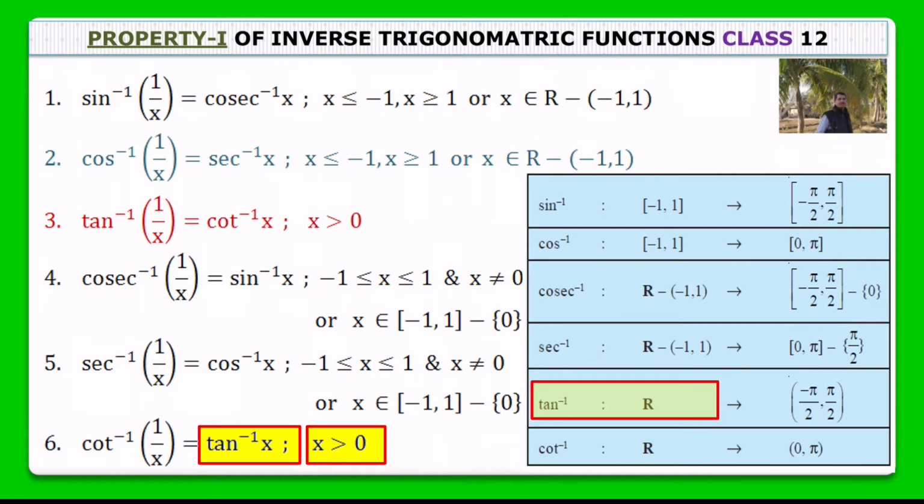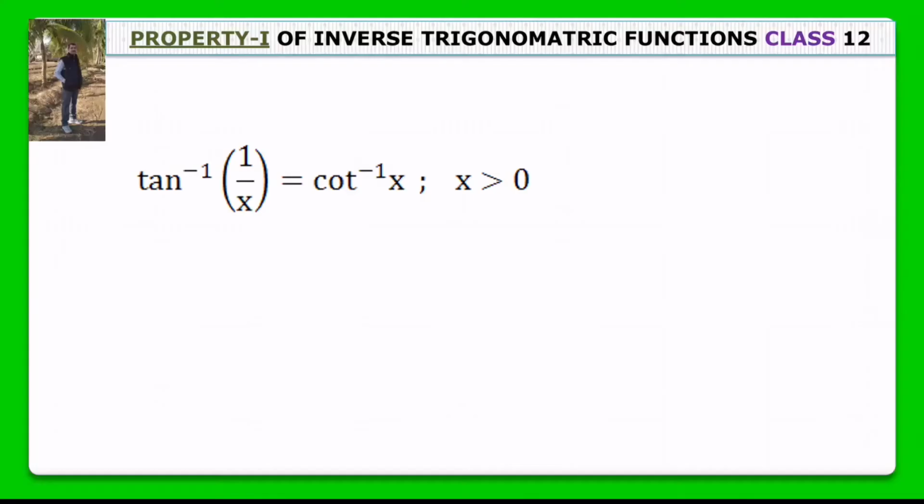But in the third and sixth, we observe that the value of x is only positive. So let us consider one by one. For this, first we observe why we have taken the value of x greater than 0 in the condition of tan inverse 1 upon x or cot inverse x.